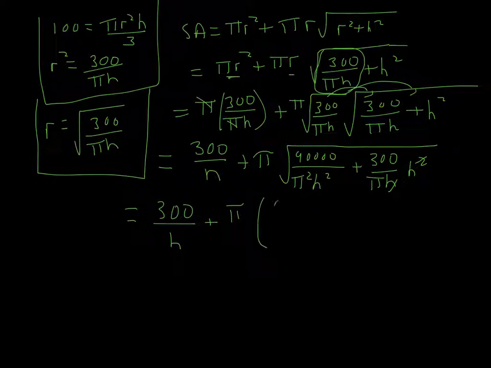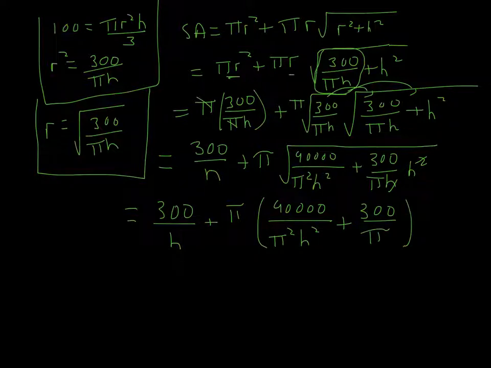I'm going to switch at this point to exponential form for this one. This one's going to be 300 over pi, right? Oops, there's an h in there too. So if we write that to the 1/2, it's the same as writing it as a square root. And I think that's the best thing that we can start with in terms of a derivative.